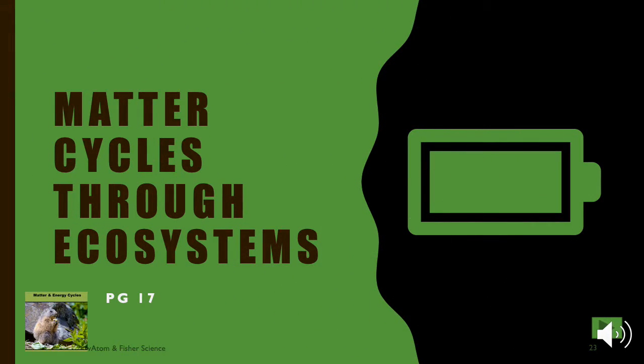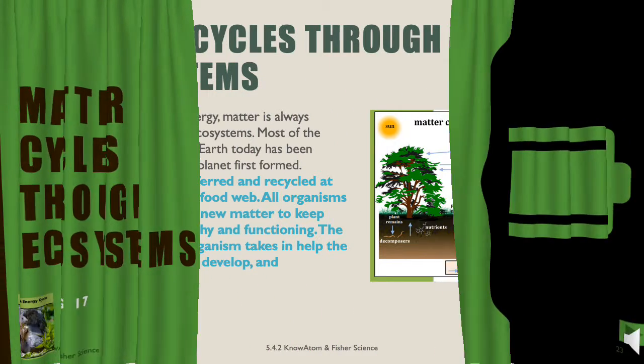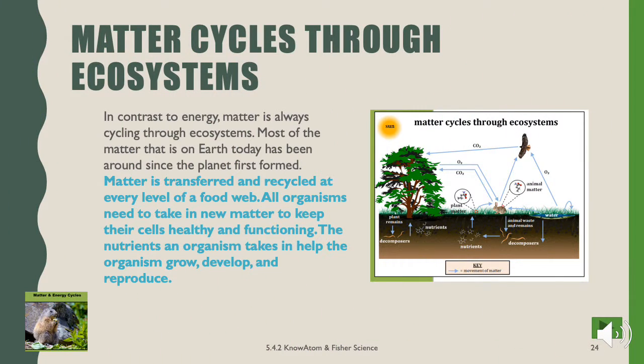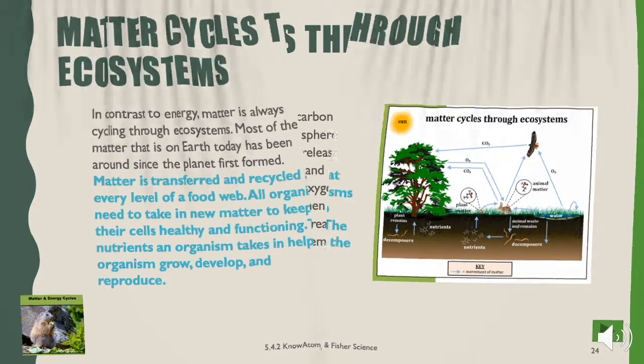Matter cycles through ecosystems. In contrast to energy, matter is always cycling through ecosystems. Most of the matter that is on Earth today has been around since the planet first formed. Matter is transferred and recycled at every level of a food web. All organisms need to take in new matter to keep their cells healthy and functioning. The nutrients an organism takes in help the organism grow, develop, and reproduce.